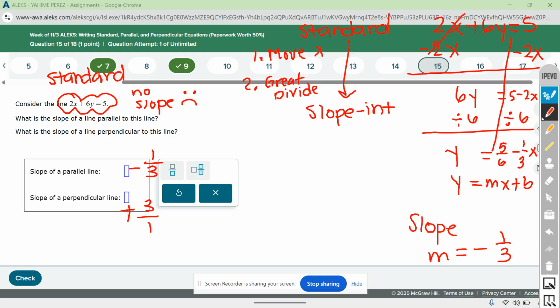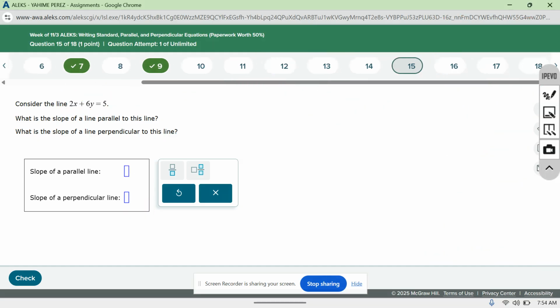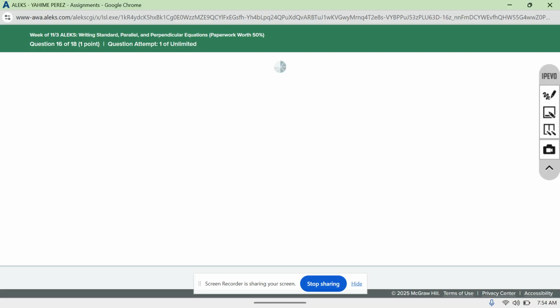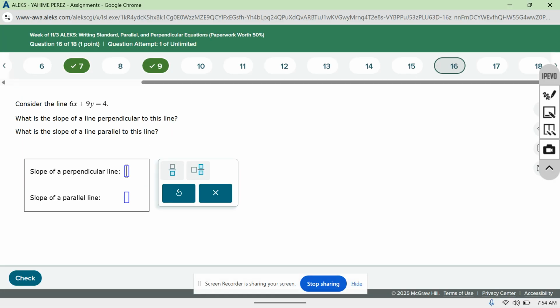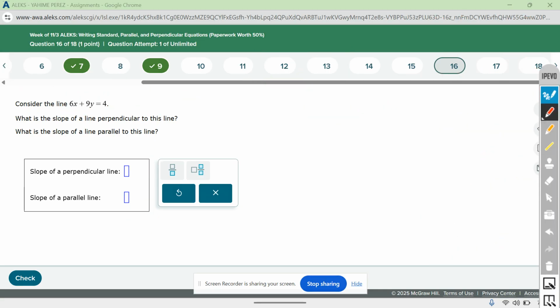All right, almost done here. Question 16. We're doing the same thing. Okay, so this is standard because x and y are together. Standard does not tell us the slope.